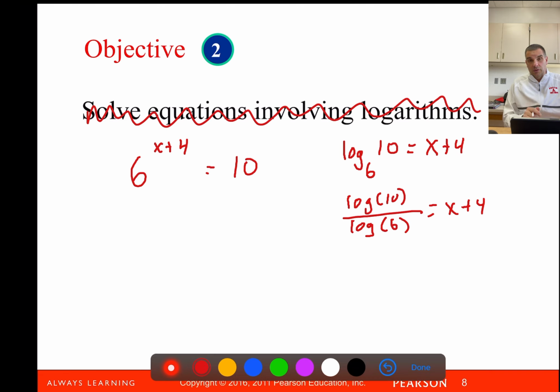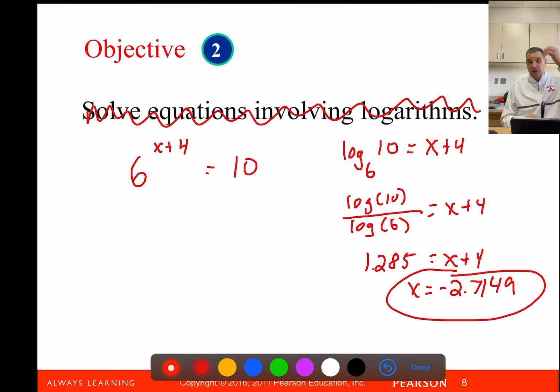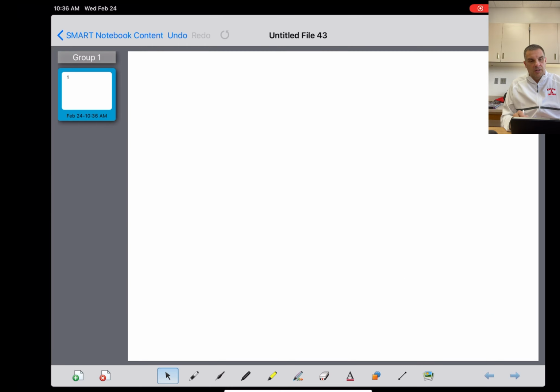Change of base rule or formula. Take out the calculator. Log of 10 divided by log of 6. You get a decimal, 1.285, something like that. That equals x plus 4. Just don't hit clear, because we have to subtract 4 from both sides. And then we get an answer of x is equal to negative 2.7149 is the solution to that. But again, it's an exponential form. We write it in logarithmic form in order to solve.